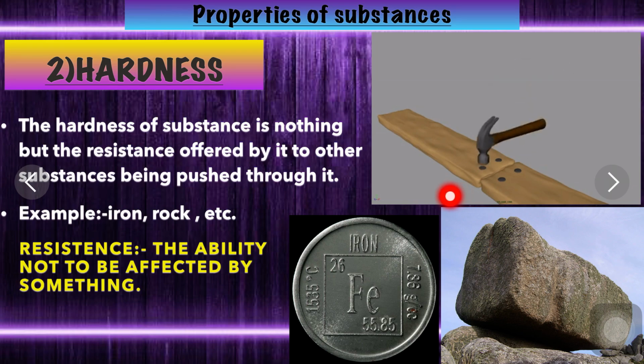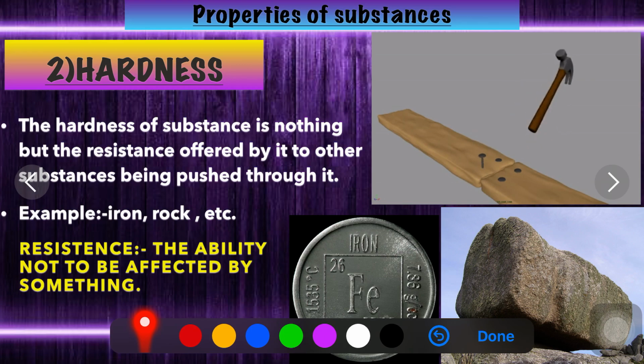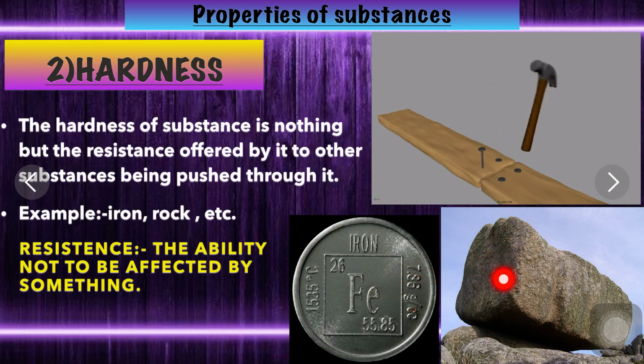Why does this happen, students? The hardness of a substance is determined by how much resistance it offers to the substance being pushed through it. Resistance means the ability not to be affected by something. Example, you can see coin, rock, etc. So these substances are hard.